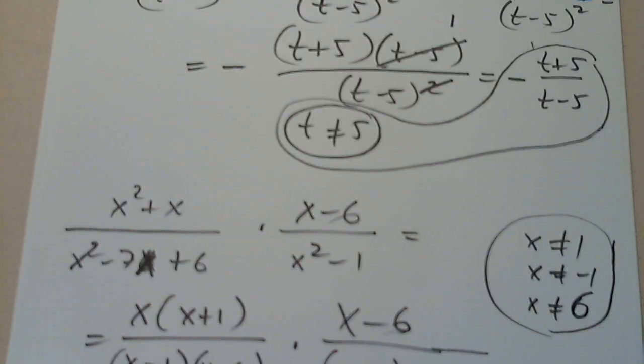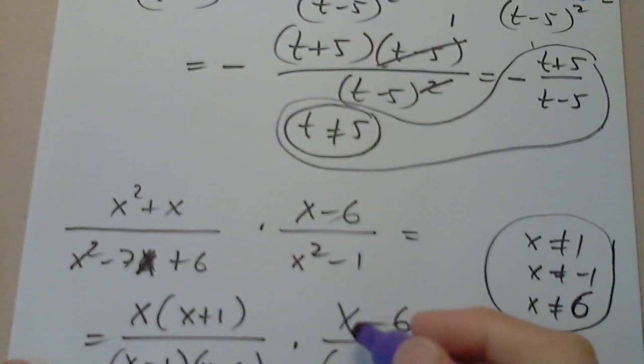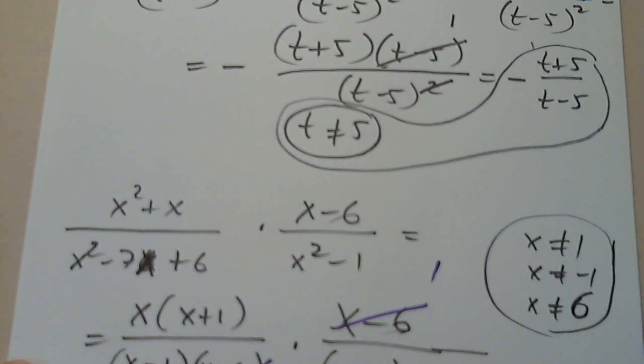If I state restrictions after I simplify, it's too late. I have to state restrictions and then I'm allowed to simplify. So let's simplify. A factor of x minus 6 with a factor of x minus 6. A factor of x plus 1 with a factor of x plus 1. Only one from the top and one from the bottom, not both from the top or both from the bottom. That's not possible. So only x plus 1 and only x minus 6.